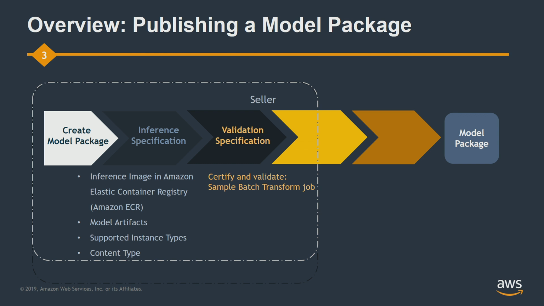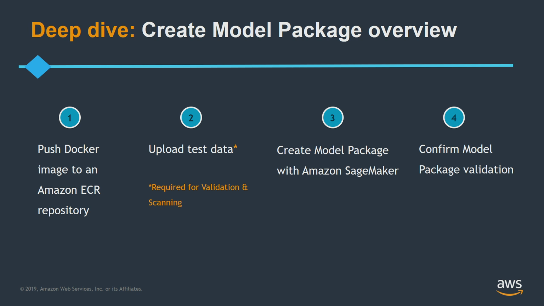The process of creating a model package requires that you take the image and you upload it to Amazon ECR, Amazon Elastic Container Registry, a fully managed Docker registry, and you can upload that directly using Docker. Once your image is there, we can upload some test data into Amazon S3, and we store some test data. After we validate the model with the test data and we do some scanning, you can have your model package ready to go and list it.